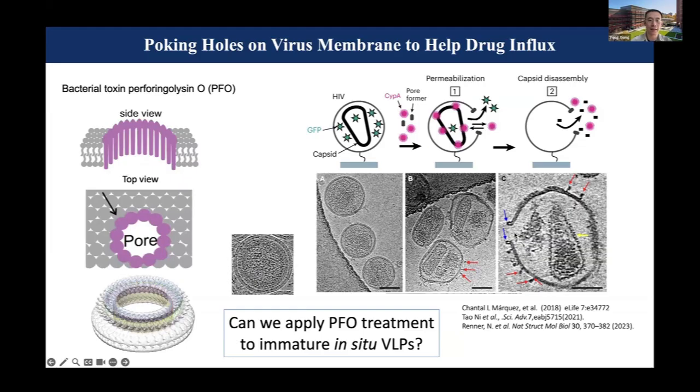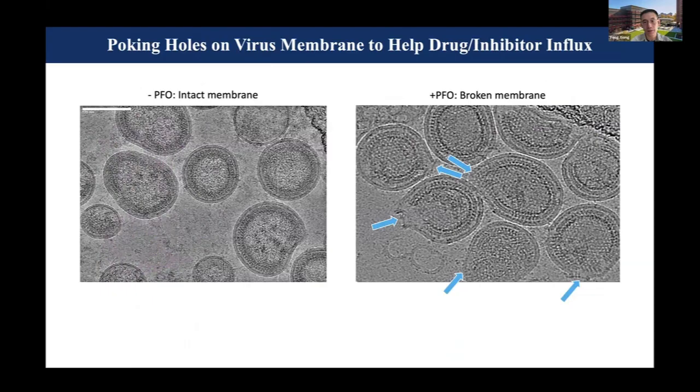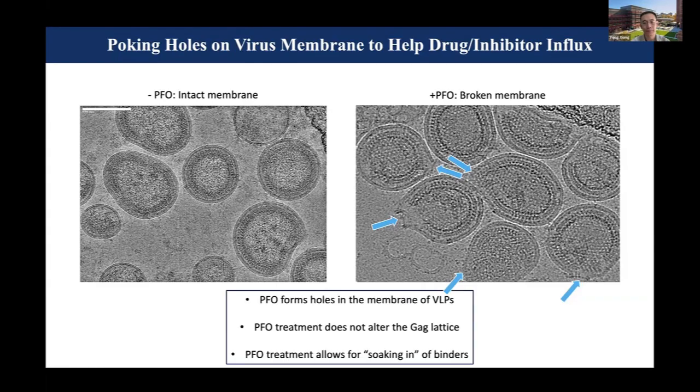We would like to ask, for the immature virus, where the capsid is actually lining the lipid envelope, whether this method still works or not. So we started doing that, and it worked pretty well. On the left is the intact virus. On the right is treated with the toxin PFO. You can see the holes form on the lipid envelope, and you can still see the lattice of the capsid mostly maintained. So it works.